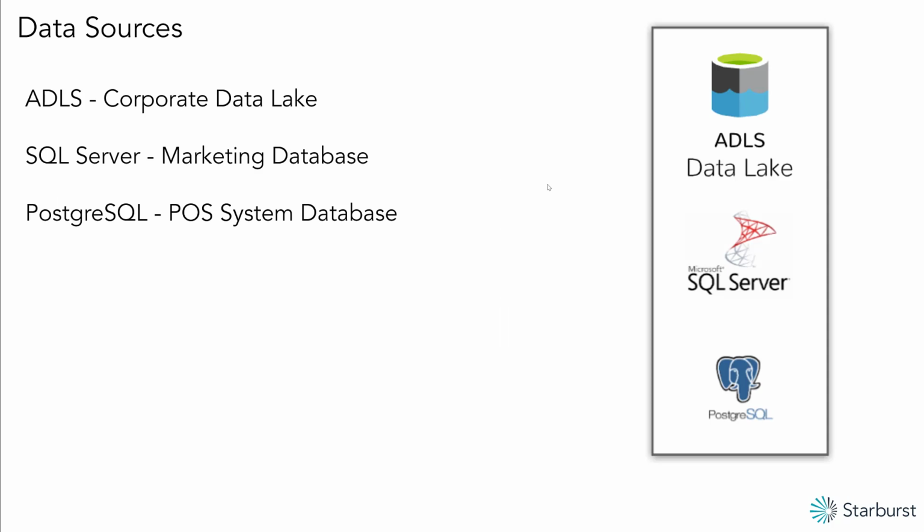So my different data sources, just to keep it simple, I have ADLS, which is just an Azure data lake. I have SQL Server, which I'm calling the marketing database, and then I have Postgres, which is the point of sale system database. So just very, very simple. So I'm going to now create policies based upon these systems and those departments.